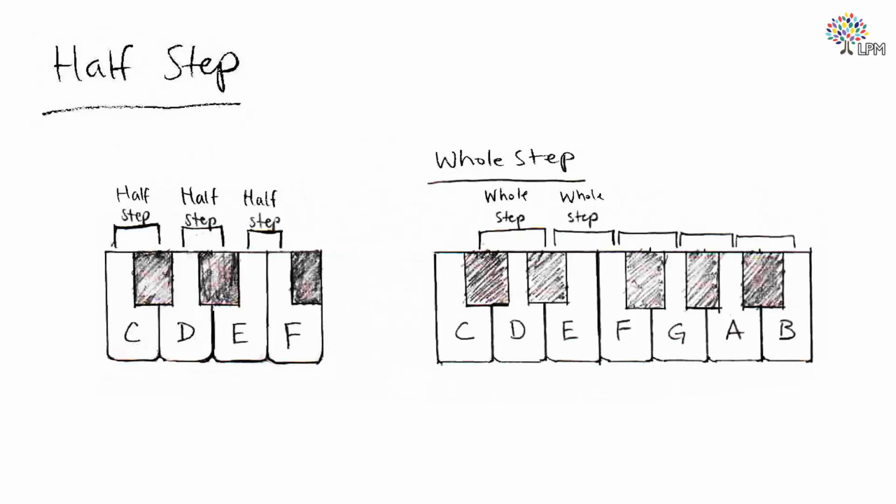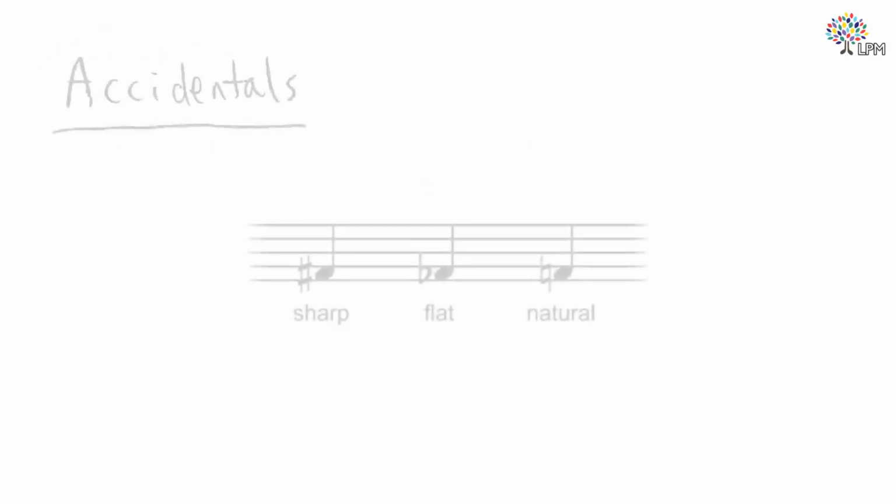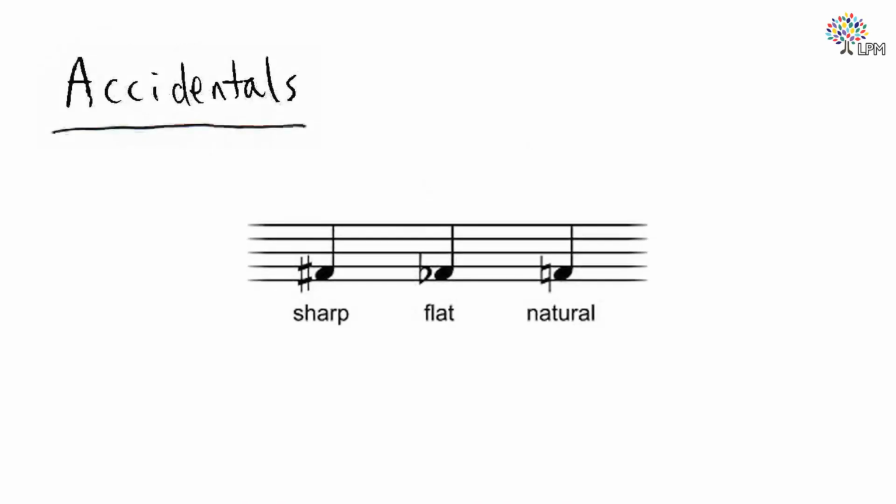By addressing half steps and whole steps, we can now relate white to black keys. However, we still need to find ways to name these black keys. This is where accidentals come in. Accidentals are musical notations that alter the pitches up a half step, down a half step, or return to the original pitches. As you can see here, there are 3 types of musical notations that can be referred to as accidentals. They are sharps, flats, and naturals.